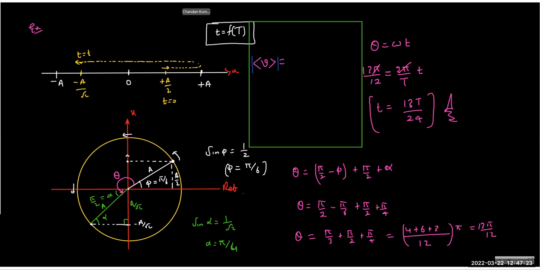Sir, I got the answer 4a into (2 plus root 2) divided by 26t root 2.